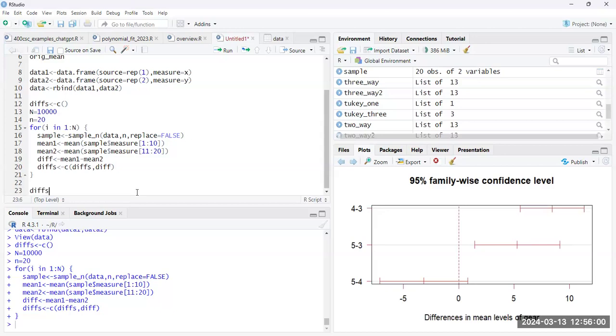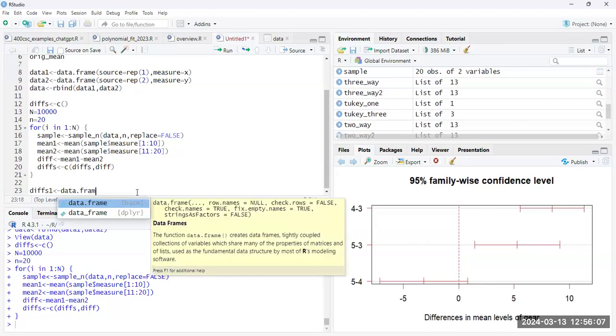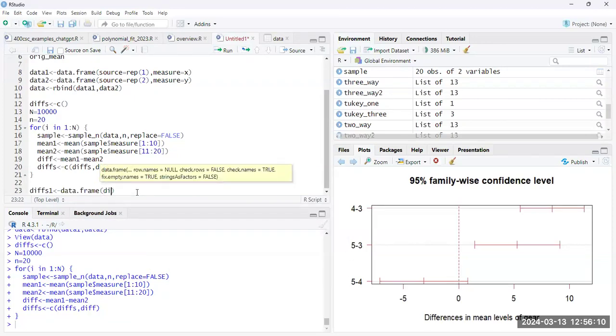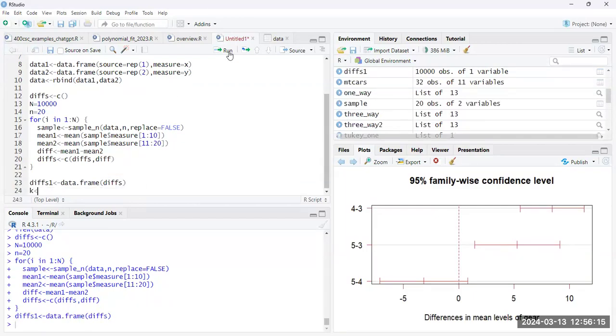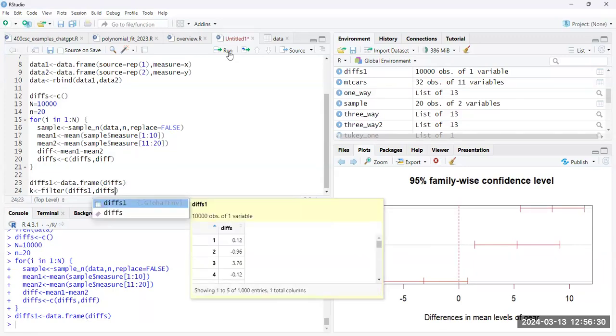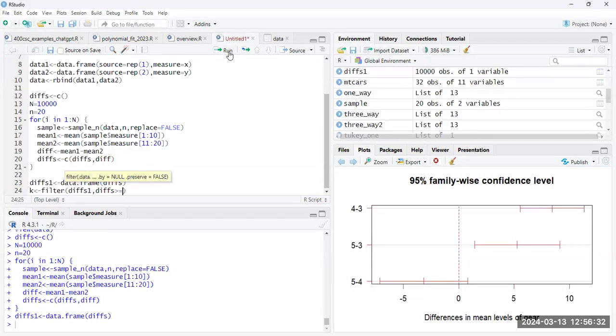So I'm just going to call this diffs1, data frame diffs. And I'm going to set aside the ones where the diffs column has the variable greater than or equal to our original mean.